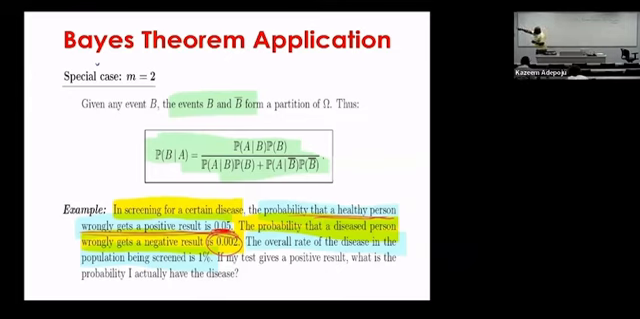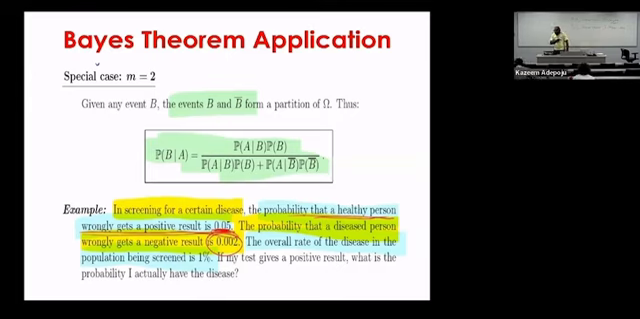Now it said if my test is positive, what is the probability that I actually have the disease? So I'm going to say B is the event that disease is present, because I want to use that formula. And B bar, disease is absent. Who doesn't understand how I interpret that?